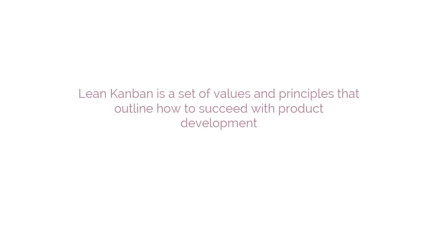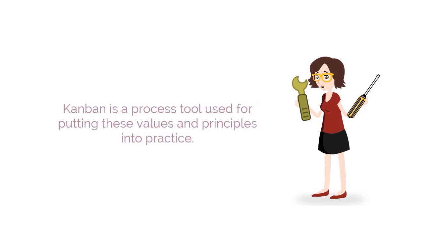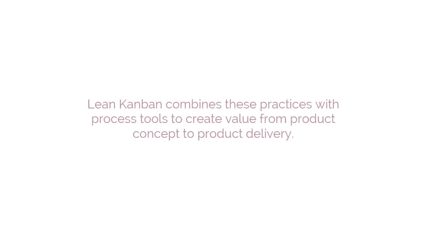In this module, we will learn the definition of Lean Kanban. In a broad sense, Lean Kanban is a set of values and principles that outline how to succeed with product development, while Kanban is a process tool used for putting these values and principles into practice. Lean Kanban combines these practices with process tools to create value from product concept to product delivery.